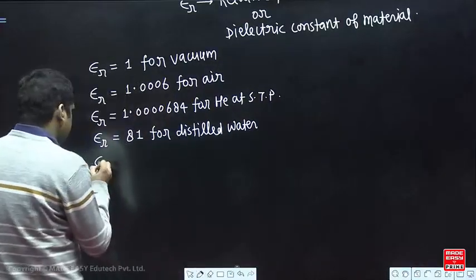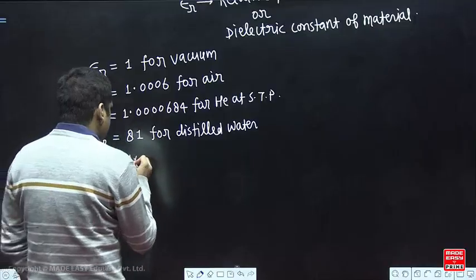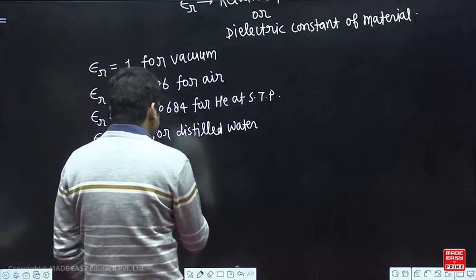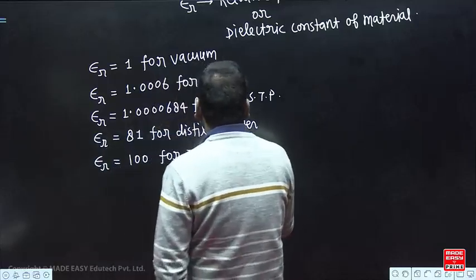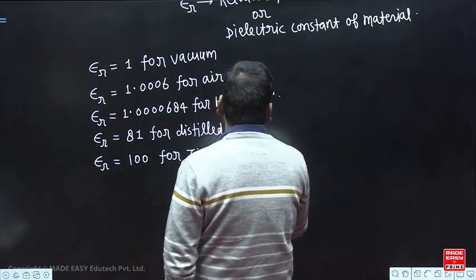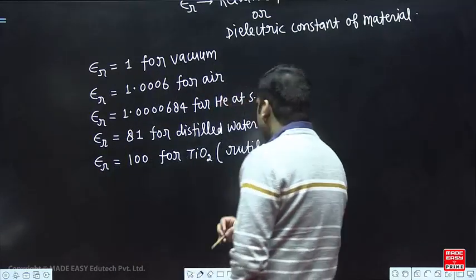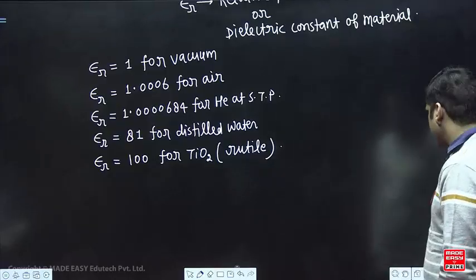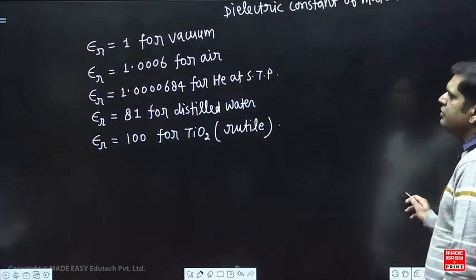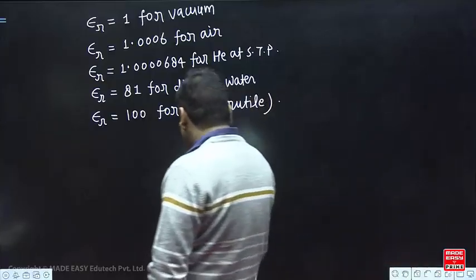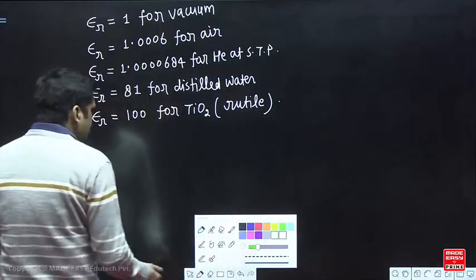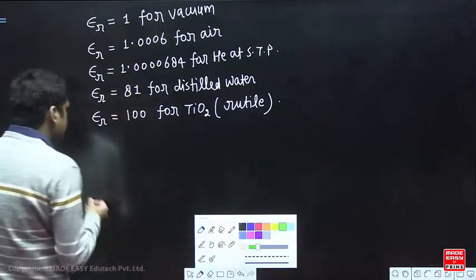Now next, there is a very good compound, that is titanium dioxide. For titanium dioxide, this value is 100. Titanium dioxide is industrially known as rutile. So for rutile, its value is 100, and rutile based compounds are very much used for making capacitors.